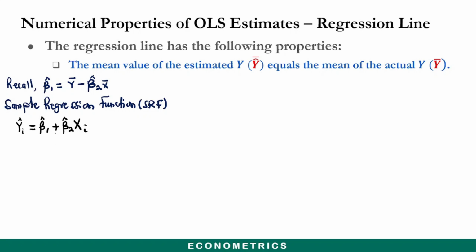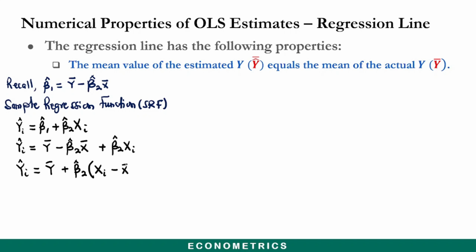So all we have to do is now substitute the formula for calculating the intercept into this sample regression function. So we are going to have yi hat equals y bar minus beta 2 hat x bar, plus beta 2 hat xi. Now you can see that on the right hand side we have beta 2 hat and beta 2 hat, so we need to factorize that out. So we will have yi hat equals y bar plus beta 2 hat, which we factorize out, times xi minus x bar.